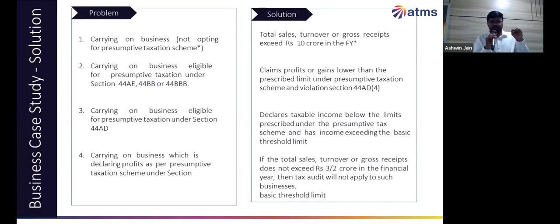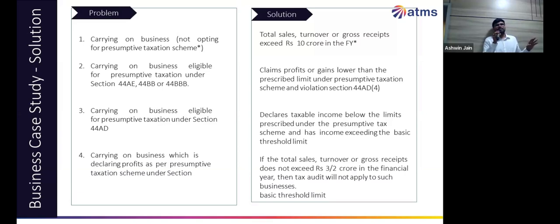अगर मेरा, say for example, I am in a business of anything and I am not opting for 44 AD वाला presumptive, then in that case my turnover for tax audit will be total sales turnover gross receipt. अगर 10 करोड़ के ऊपर जाएगा तो ही मैं टैक्स ऑडिट में आऊंगा, नहीं तो टैक्स ऑडिट का जरूरत नहीं है. I can declare a profit under normal net profit as per P&L वाला scheme में, and there is no requirement to declare profit 6% or 8% and all those things.